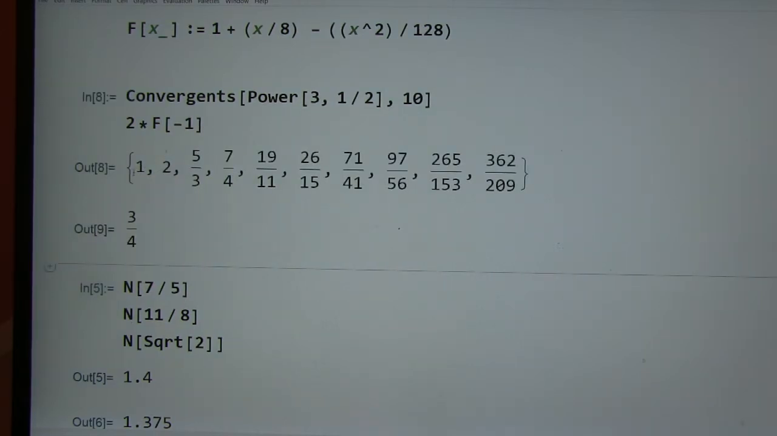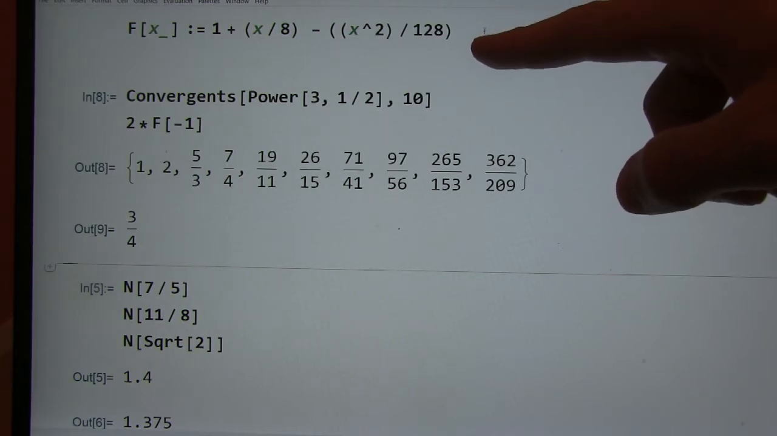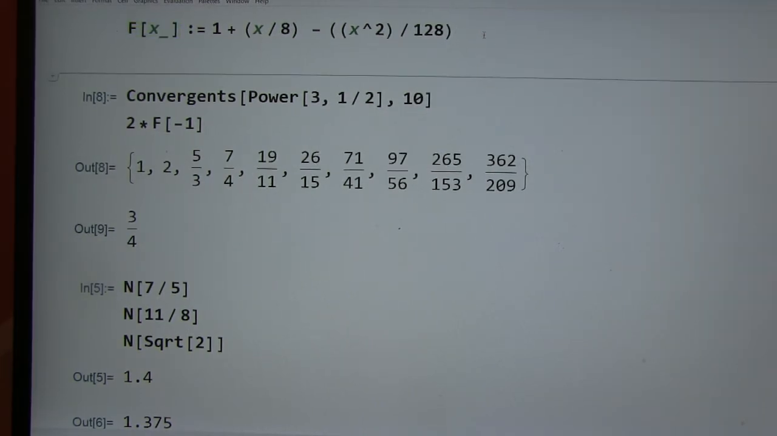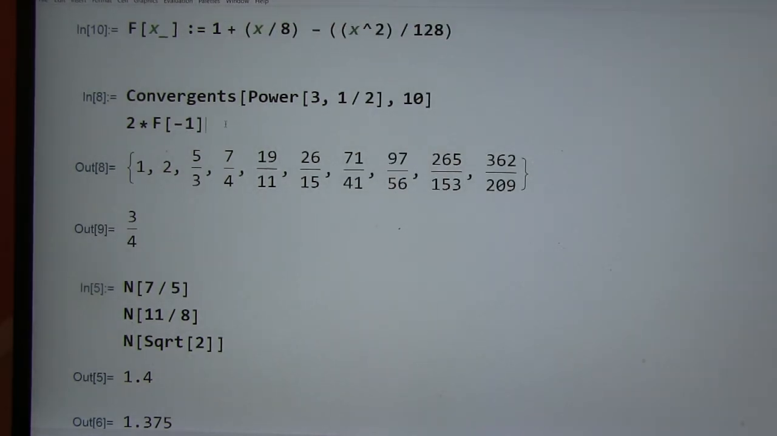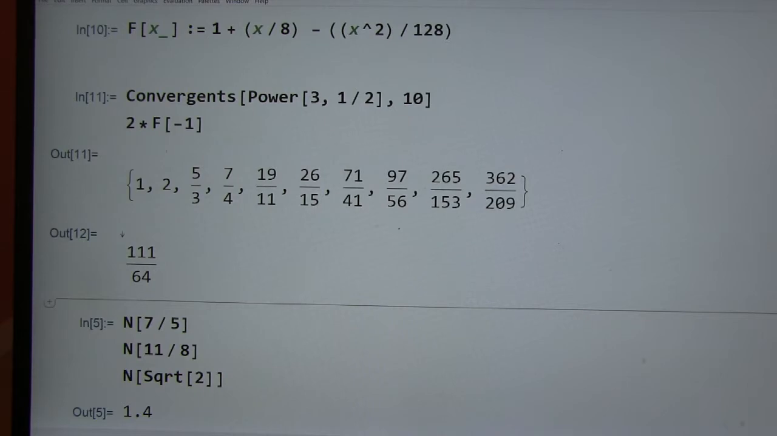So let's see, we get 3/4 as our approximation for the square root of 3. And then for the convergence, we get 3 terms, we get 5/3. Something doesn't seem right about that. I don't think we evaluated this function first. Because we got plus x over 8 minus x squared over 128, so I don't think we're going to get 3/4. So we get there we go.